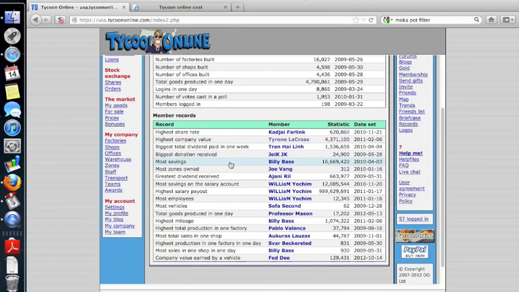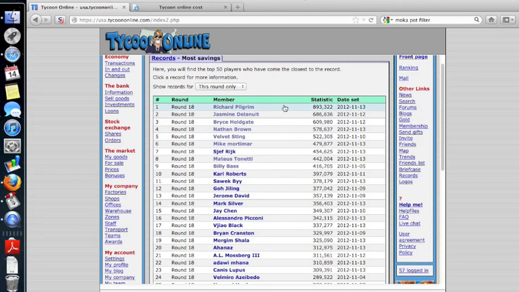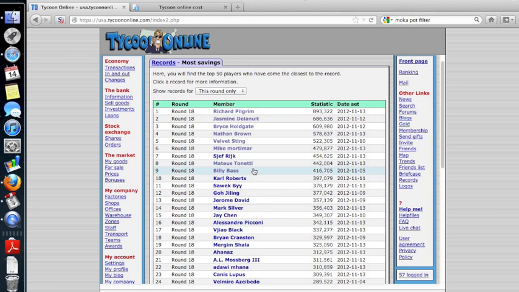Most savings. Let's click on this. All right, again, this round only. You get to see how much people are saving up. It's not important, but if you want to scope out your competition, this is useful. Because if you take a look at this, Richard, he's got a lot of money saved up. So that means he's going to do something with it.